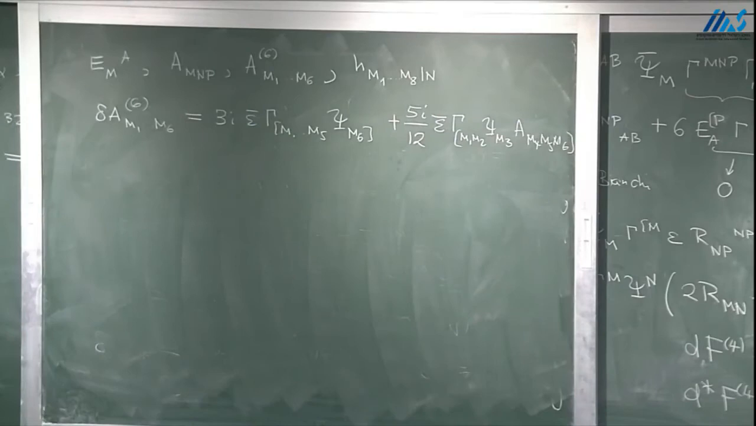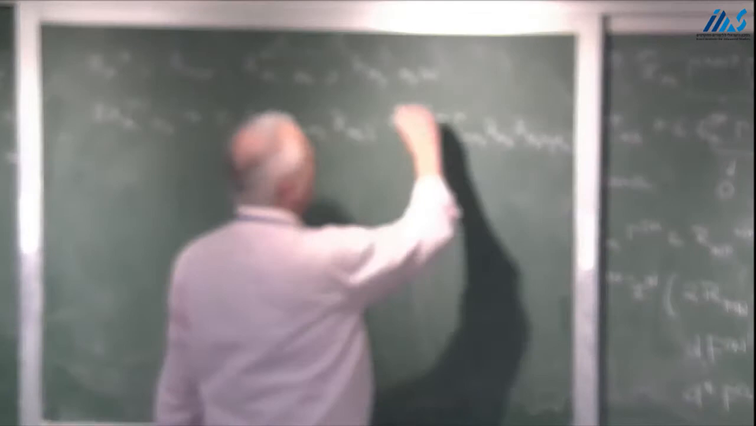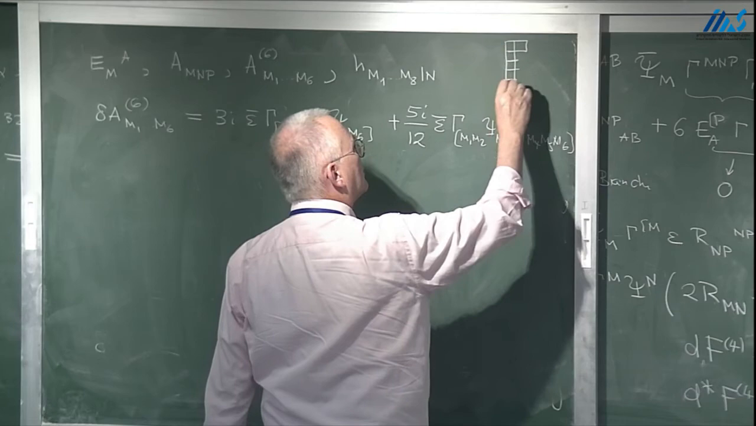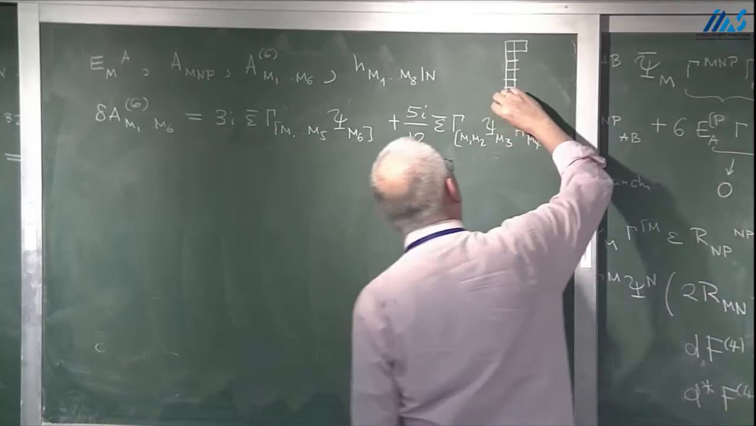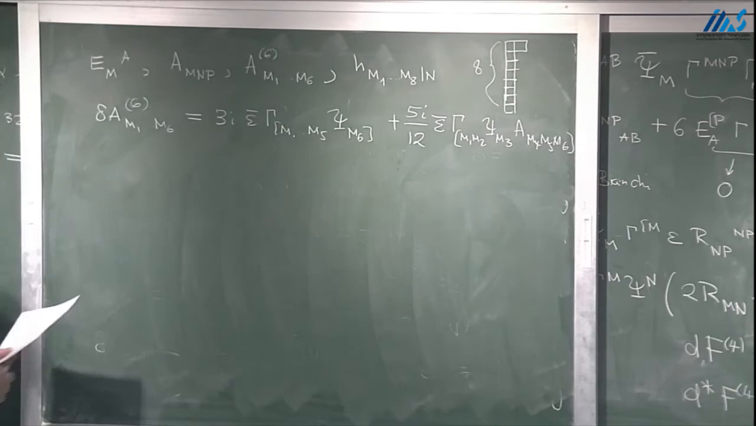And this is the first time in this game that there appears a non-trivial Young tableau field representation, which looks like this. Okay, 8 boxes. Okay. But dualizing this, it becomes progressively more difficult.